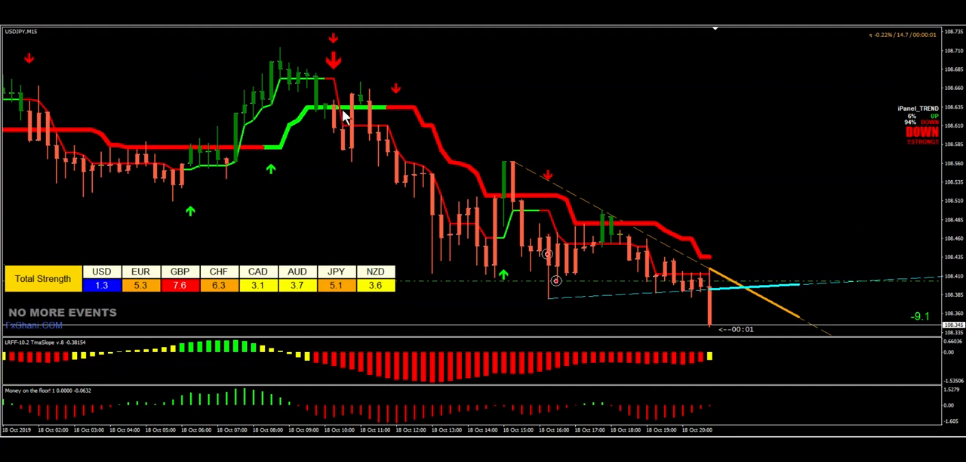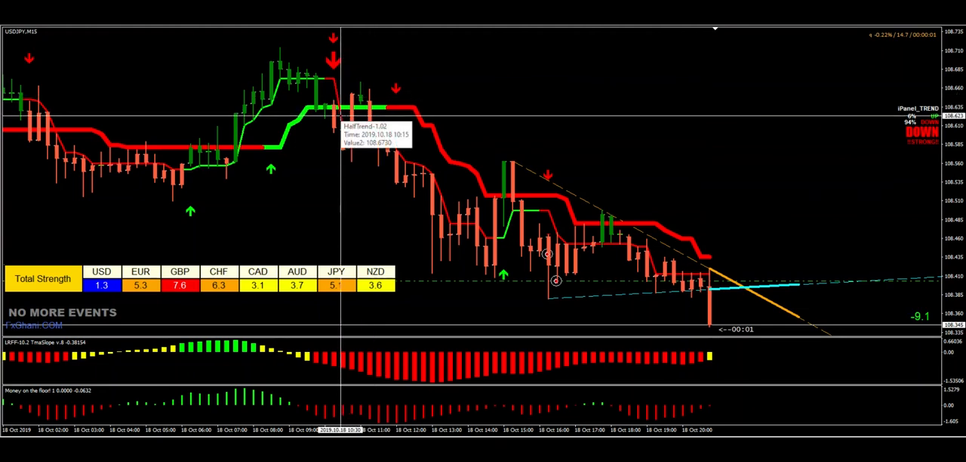Now, one of the most important things that we want to go over is stop loss. Stop loss needs to be at least 10 pips. Because if we initiate the trade here, you can see this one went against us 5 pips. 10 pips, you were safe right up here.